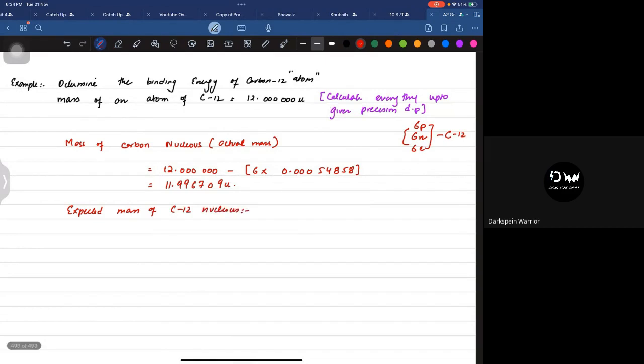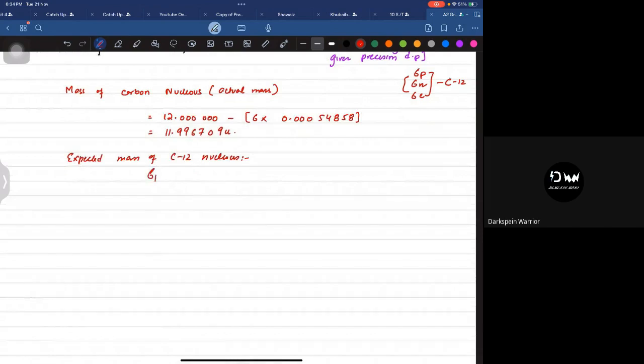nucleus? Because it has 6 protons, we're going to do 6 × 1.007276 U, which is about 6.043656 U. Then we have 6 neutrons, and that's basically 6.05199 U. Finally, we're going to add them together.